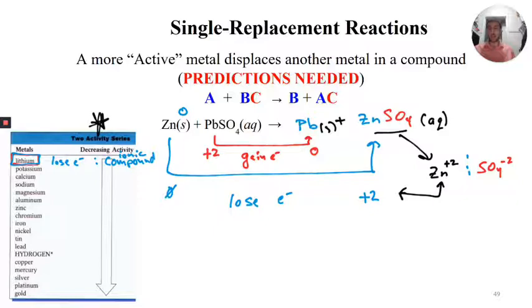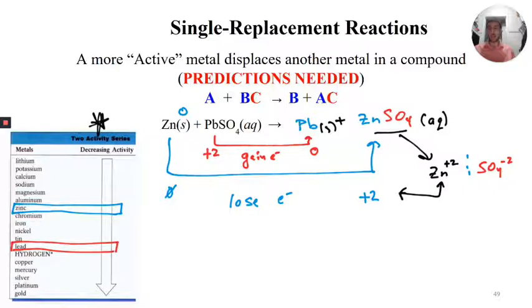The way we would use this activity series is to compare the two metals that we're evaluating. So in the case of this particular reaction, we're comparing zinc's ability to lose electrons versus lead's ability to lose electrons.